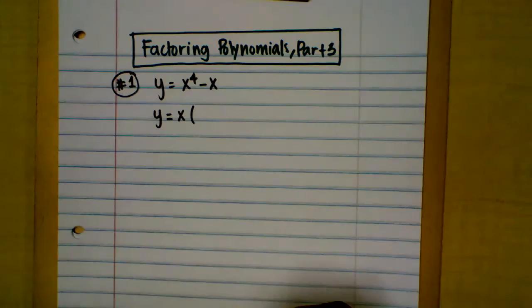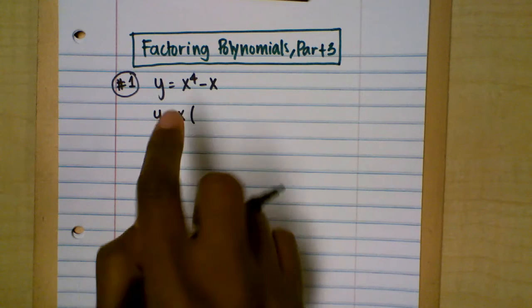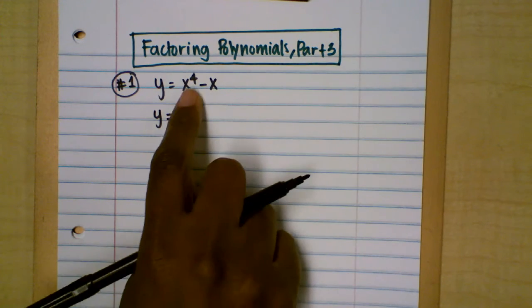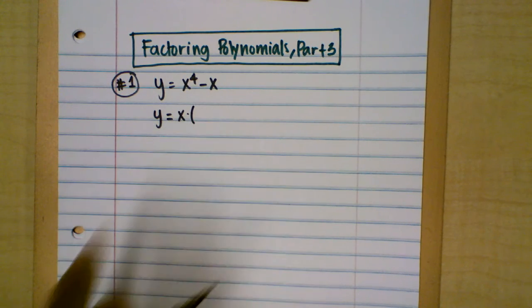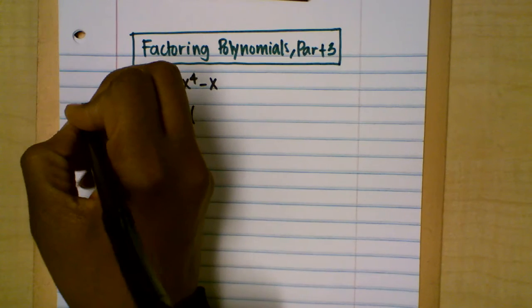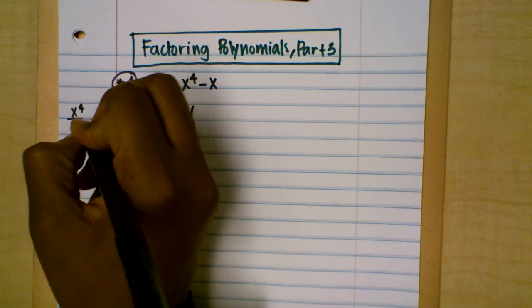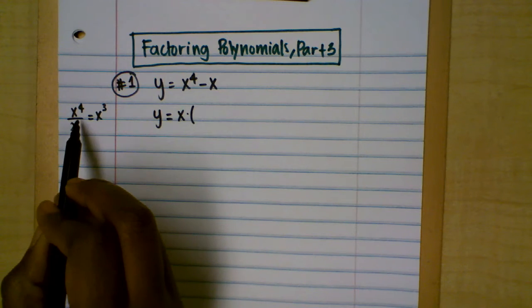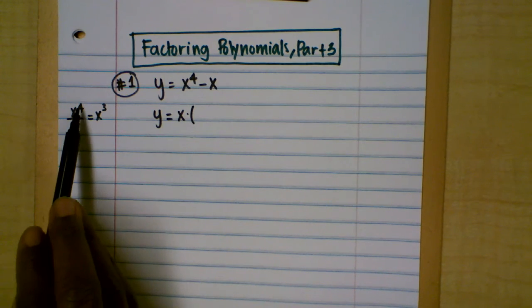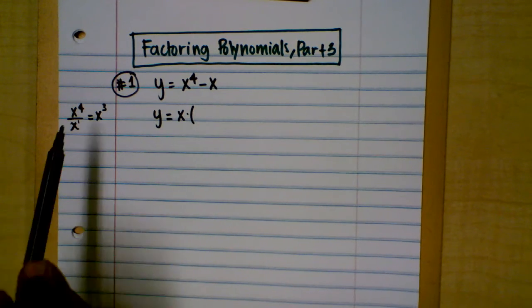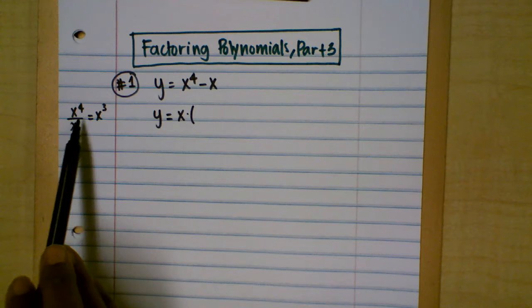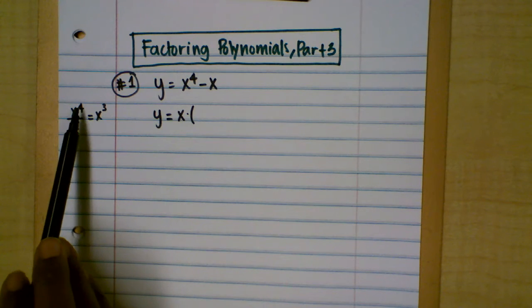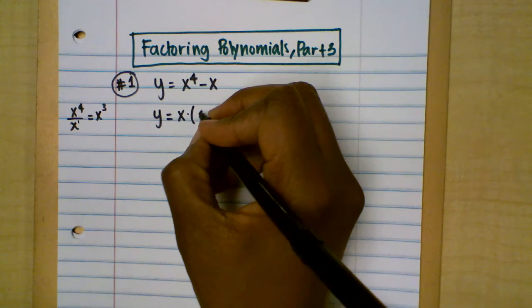So what am I going to write inside? Remember, this is x times something. To find the term to write here, I take x to the fourth power and divide by x, which is going to be x cubed. Again, when you divide powers with the same base, you subtract the exponents. So 4 minus 1 is 3. You keep the base and subtract the exponent. So it's going to be x cubed.